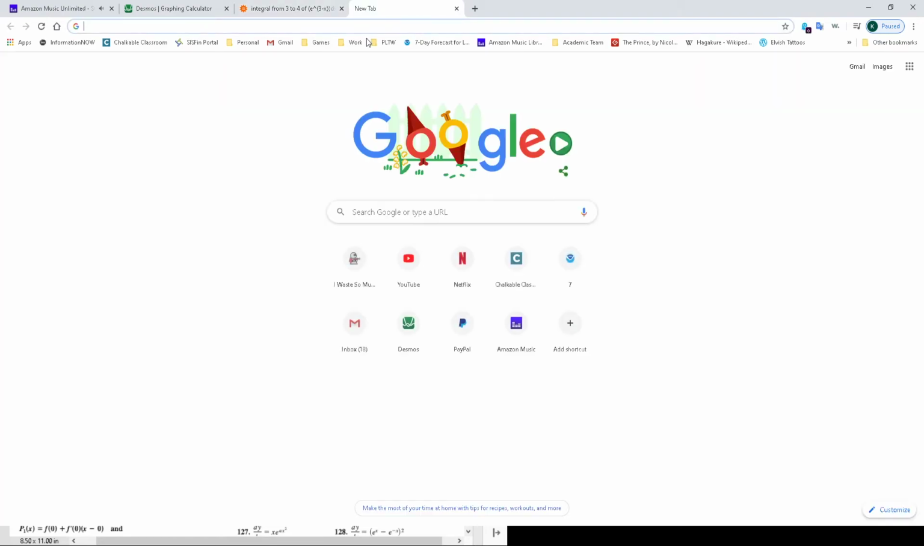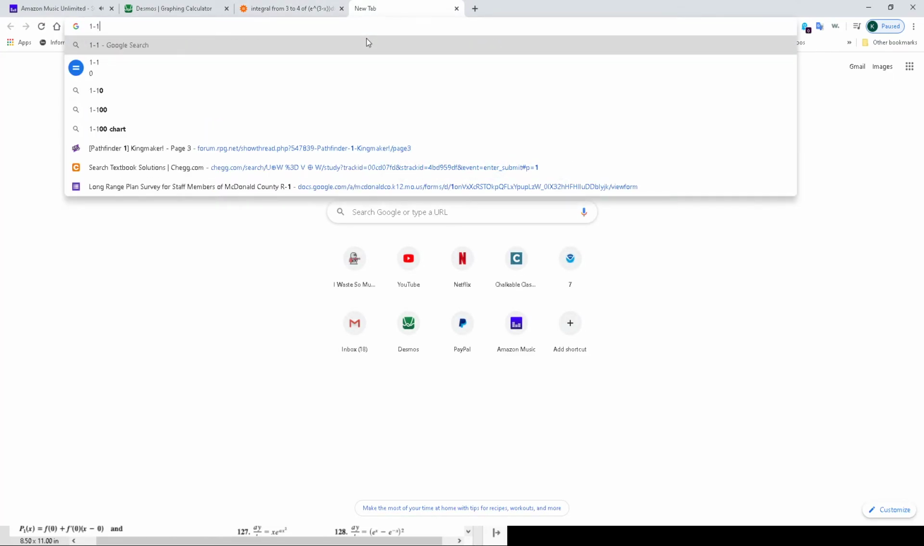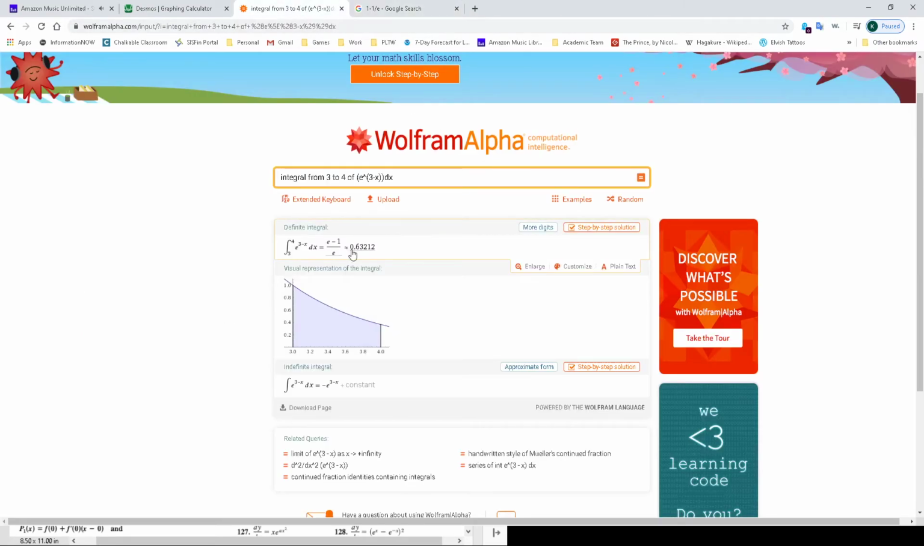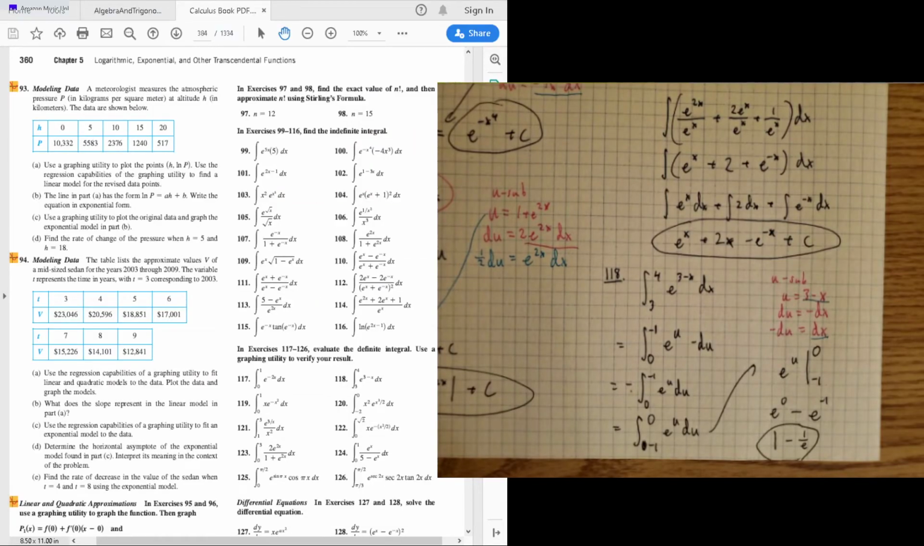which is 0.63212. If I do mine, which is 1 minus 1 over e, I get the same result, 0.63212. They're the exact same. They just combine the two fractions into one, which is its own thing.